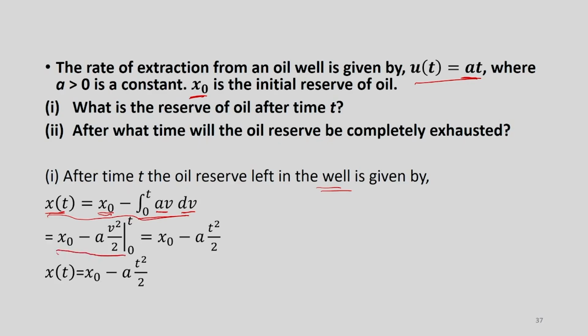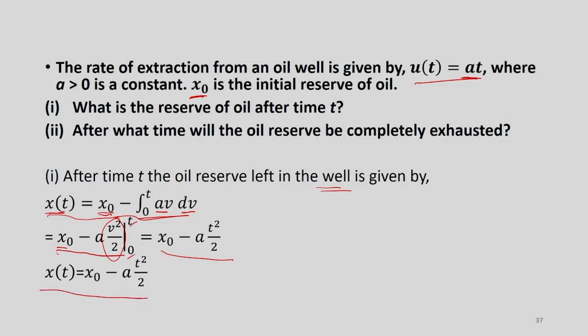So, then the problem now becomes a simple problem of integration. The first term, x0 minus a, is a constant, so it comes out, and the integration of v dv is simply v square divided by 2, with the upper and lower limits t and 0. I evaluate v square divided by 2 at t and 0 and take the difference. So, I will get (x0 minus a) multiplied by t square divided by 2. Okay. So, that is what the answer is.